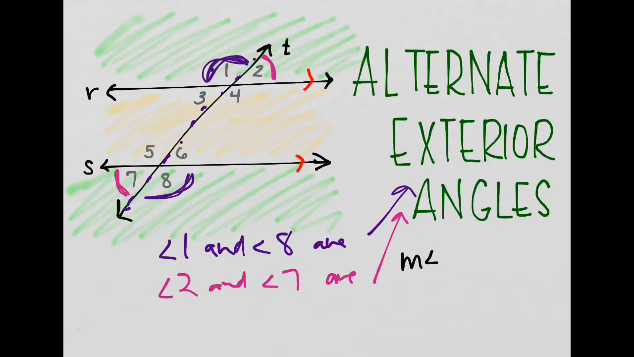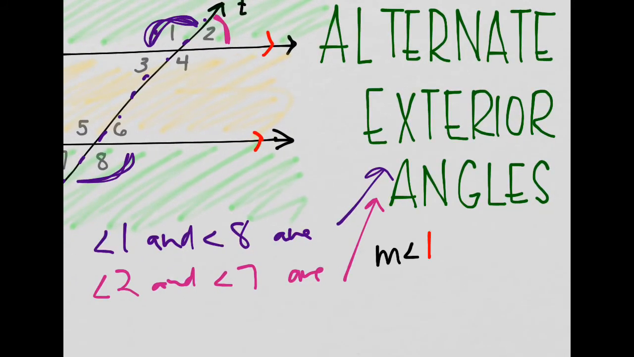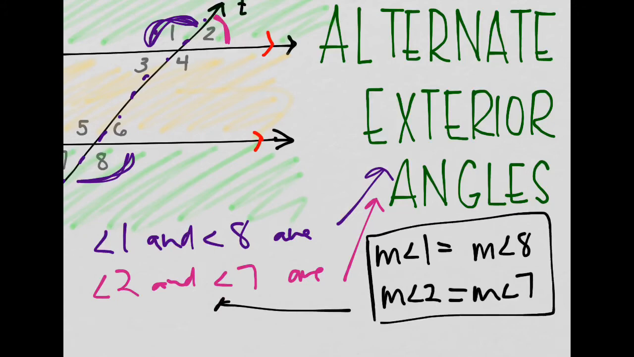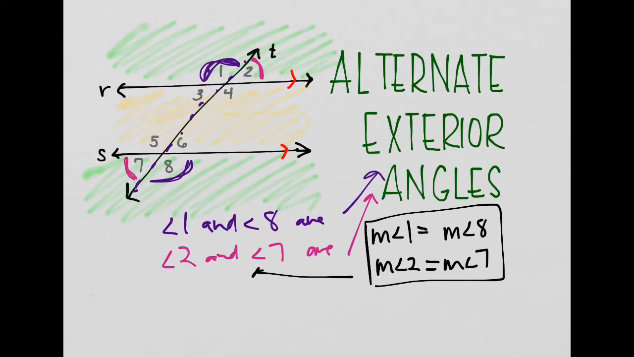This is a lot of information. So I just want you to be exposed to it. What you're going to need to be able to do is identify alternate interior, alternate exterior. Okay? So the measure of angle 1 is then going to be equal to the measure of angle 8, and the measure of angle 2 is going to be equal to the measure of angle 7, and I'm taking it straight from here. I'm just kind of rewriting it to say the measure of, and then setting them equal to. All right.